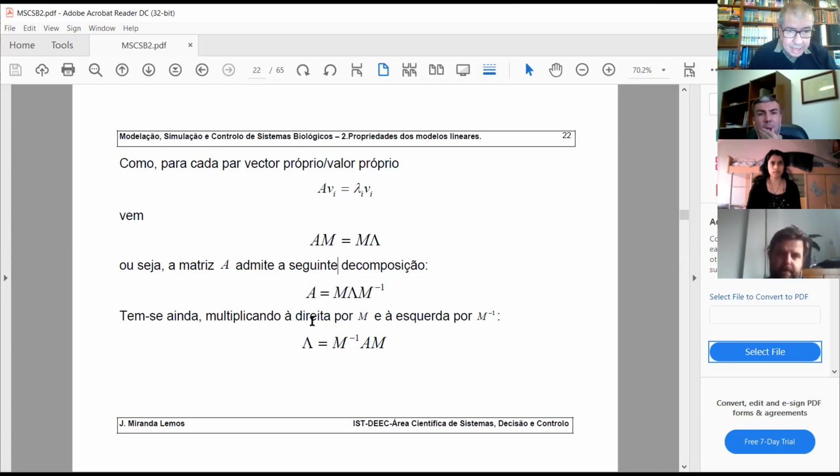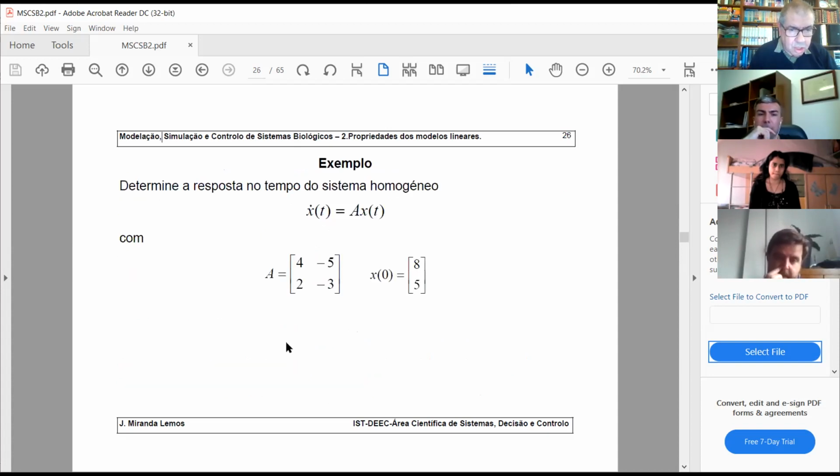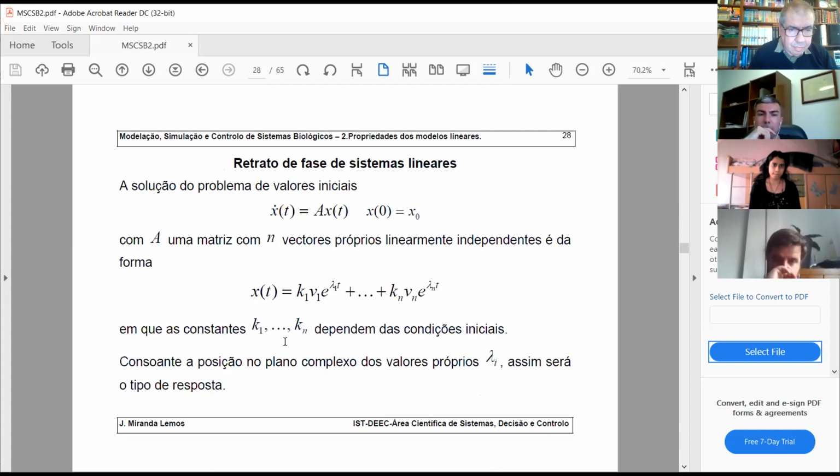If this is not the case, then some states are coupled, and instead of getting a diagonal matrix, you get a so-called Jordan canonical form. This is something that we are not going to study. As I told you, in most cases you have n independent eigenvectors. So in this case, your x is a sum of modes, always like this.